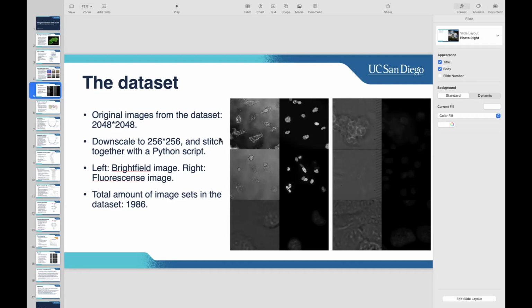And so basically, the images here are my image set. The left here are the bright field images, and right here are the fluorescence images, and they are both in grayscale. The total amount of images in my data set is 1986. That's not a lot, to be honest, but that's the data set I can find.